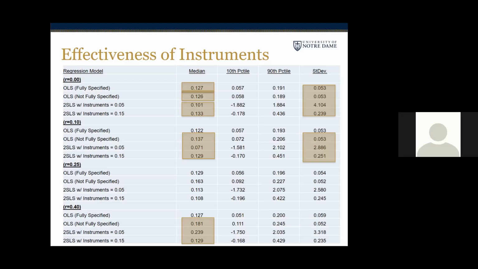And once again, there's a little bit of bias with the potentially biased model where we throw out that omitted variable. There's a lot of bias if you do 2SLS and the instruments are only correlated at 0.05 with the IV. And once again, there's also a lot of efficiency loss, high variance in the potential outcomes.